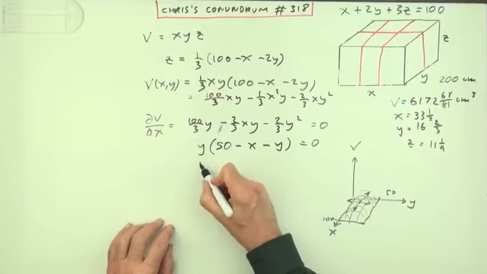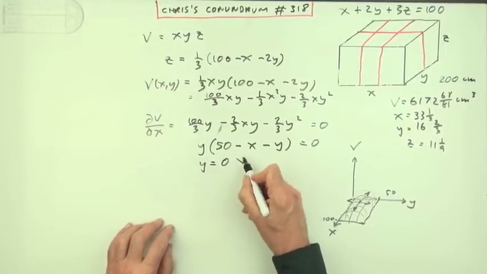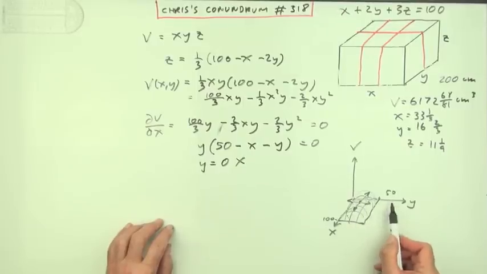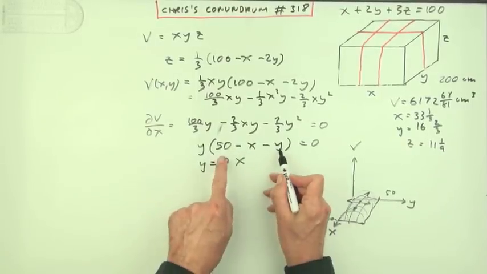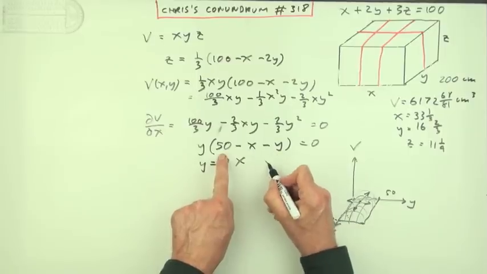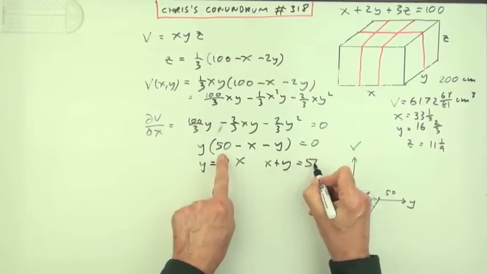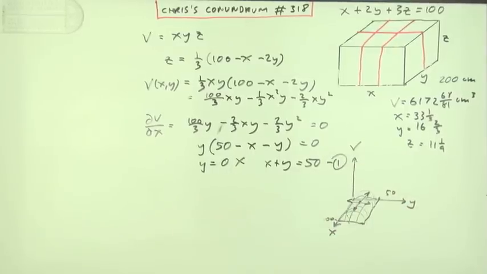Now, the solution to that would either be y equals 0, which it can't be. If y is 0, there's no volume. So it must be this condition that applies, and that says this must equal 0. So that means x plus y must equal 50. Right, there's one condition that must be satisfied.